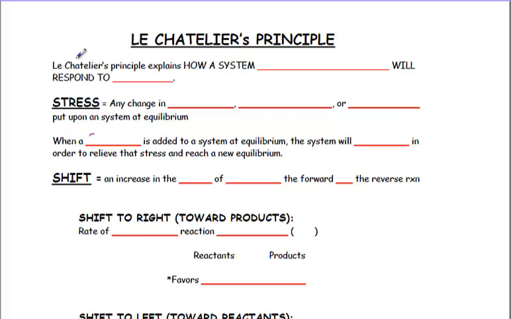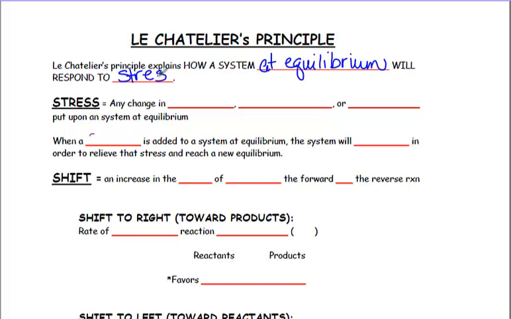So it's called Le Chatelier's principle, and this actually explains how a system is going to react to certain things when it is at equilibrium. So Le Chatelier's principle explains how a system will respond to a stress. So a system at equilibrium will respond to a stress.